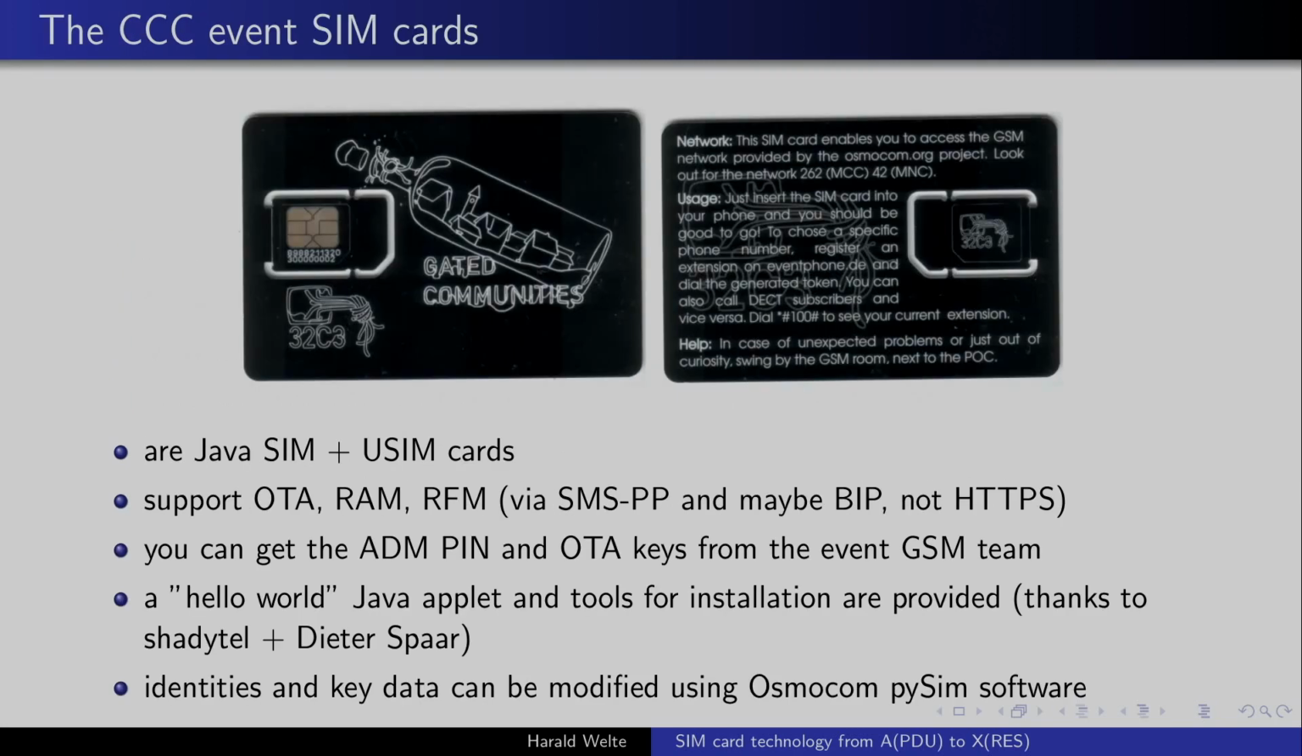And as a final slide, the CCC event SIM cards that are around here, if you use the cellular networks, they are Java SIM and USIM cards. They support over the air, not a random update, but the remote application management, the remote file management, at least via SMSPP. Haven't tested anything else. They for sure do not support HTTPS yet.